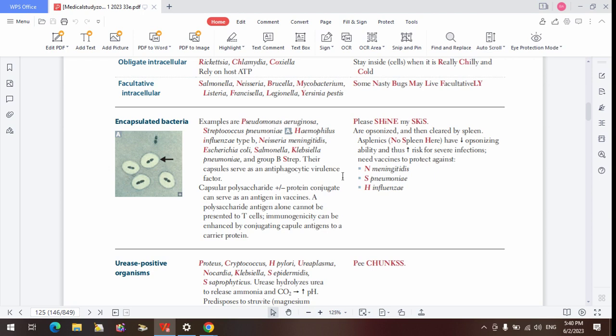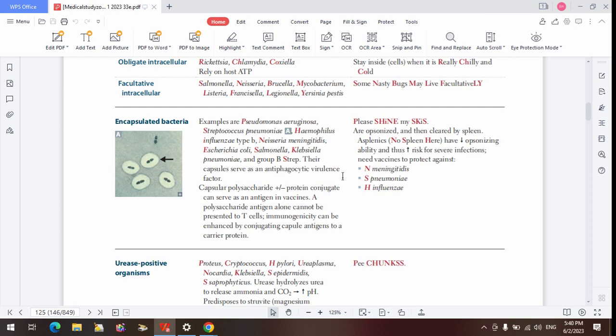Pseudomonas and Salmonella. I don't know. The thing is, I believe that if you see it in a question, you'll be able to remember that Pseudomonas is encapsulated. With time, you will know. It will just be part of you, because you've seen it many times.